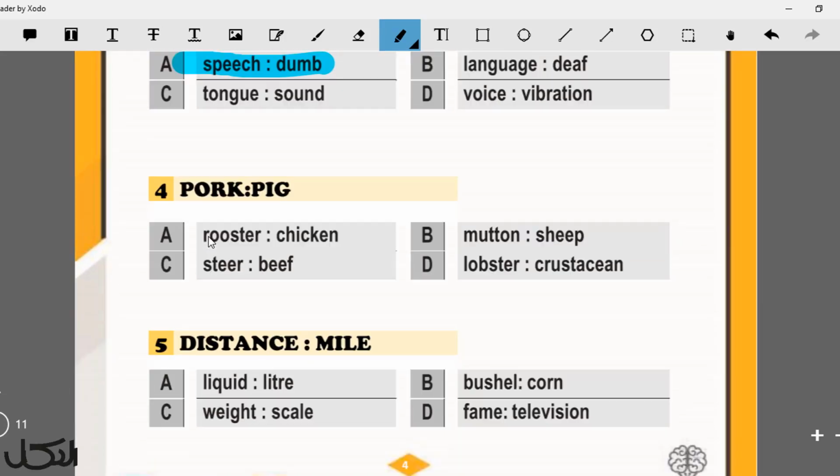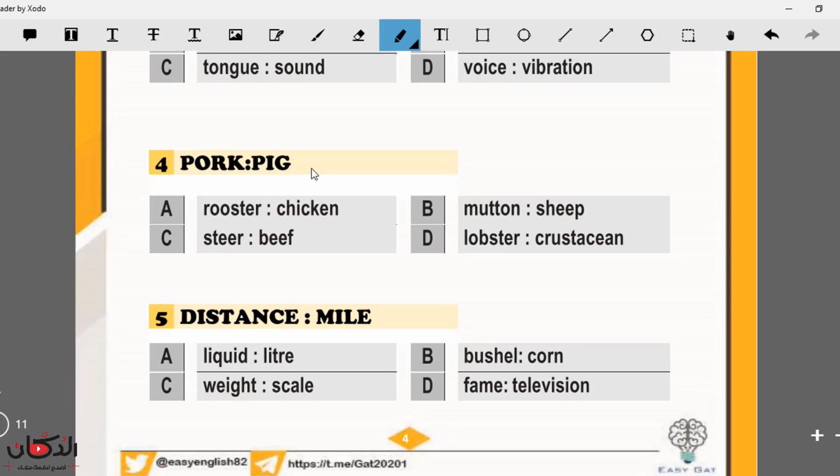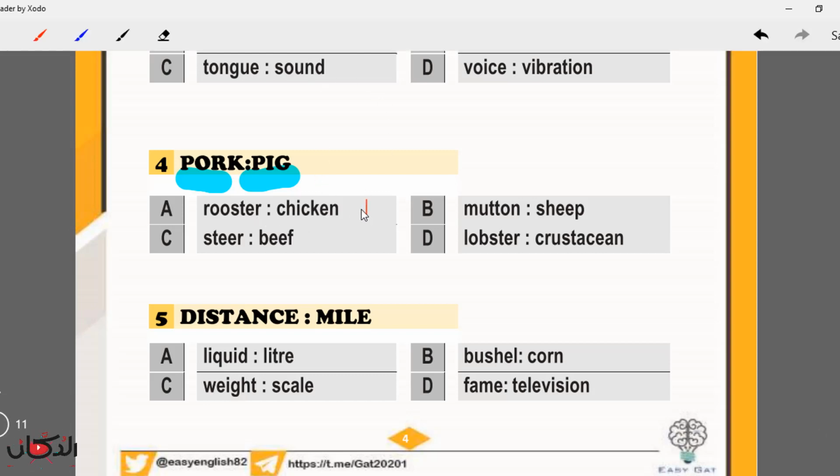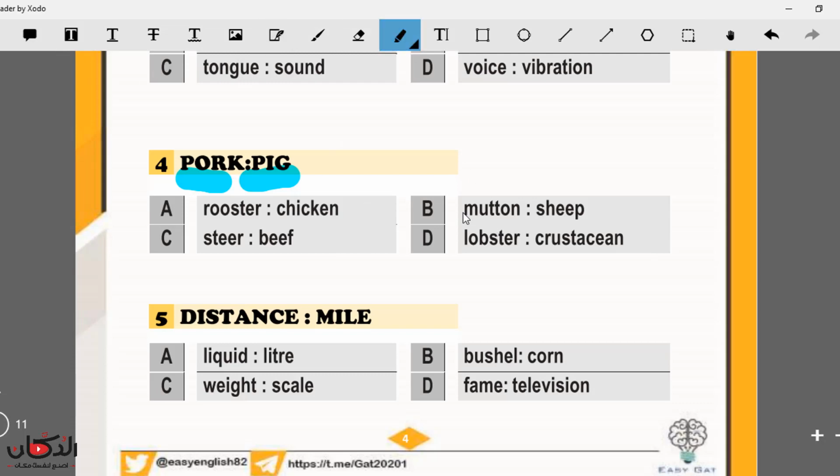Okay, this is one of the easiest in this book. Pork and pig. Pork is a kind of meat. It's the meat of a pig. So is roaster a kind of meat of a chicken? No, so it's wrong. Steer and beef. Okay, so the correct answer is mutton and sheep. Mutton is the kind of meat for a sheep.